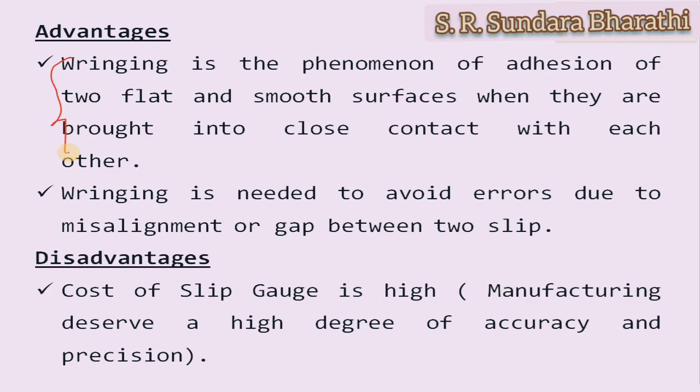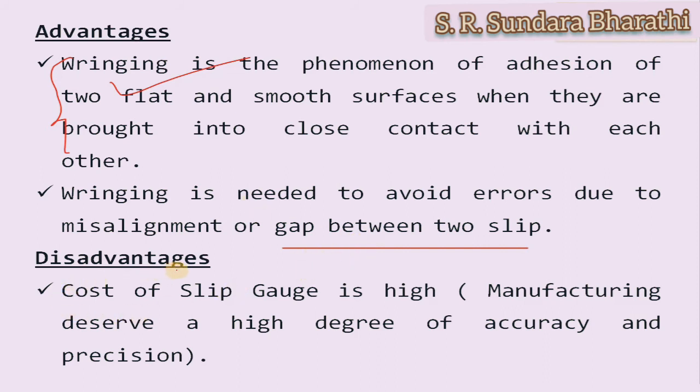Wringing is needed to avoid errors due to misalignment or a gap between two slips. So this wringing facility is available. You have to make sure no gap is produced, because otherwise, any air gap, if not joined properly together, we do not get an accurate value.